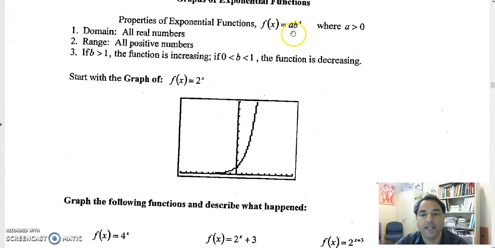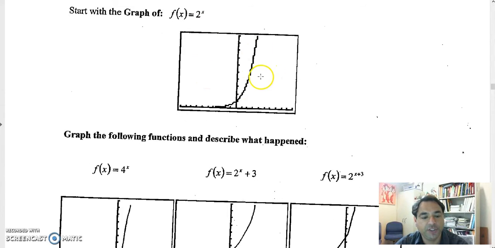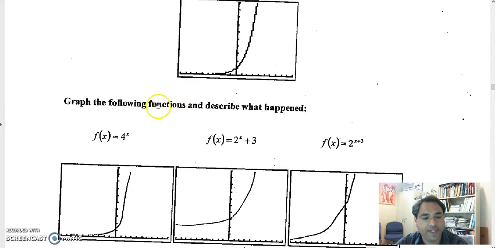Notice it's the general formula, a times b raised to the x. An example would be 2 raised to the x. There's that raised to the x that shows you it's exponential. So here's the original. If I increase the base maybe to 4, you'll notice that it grows faster.